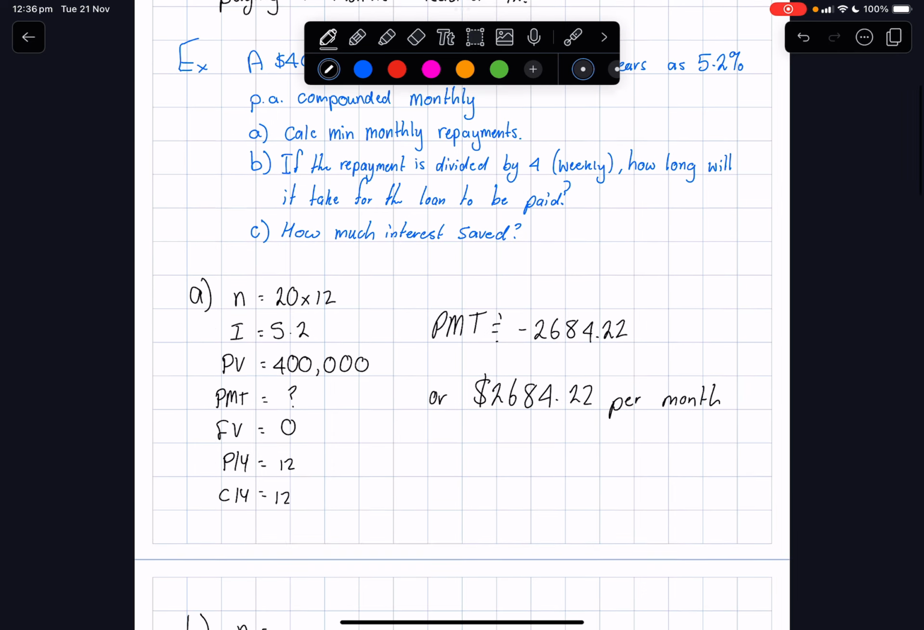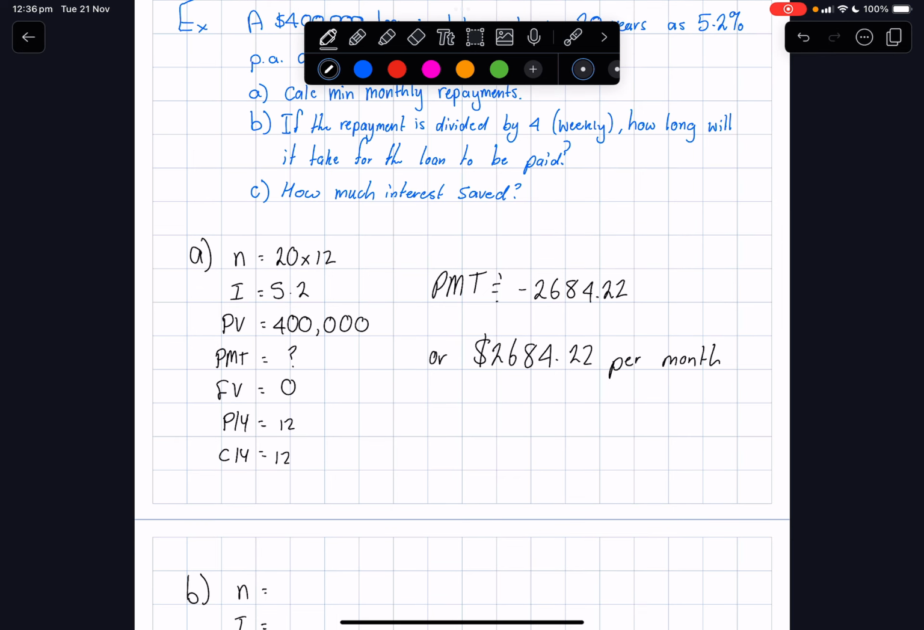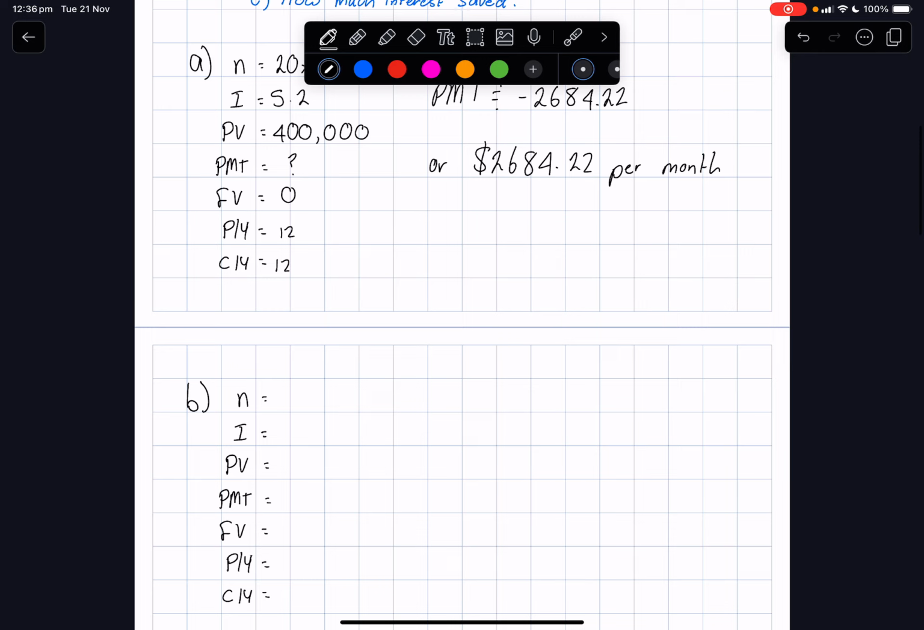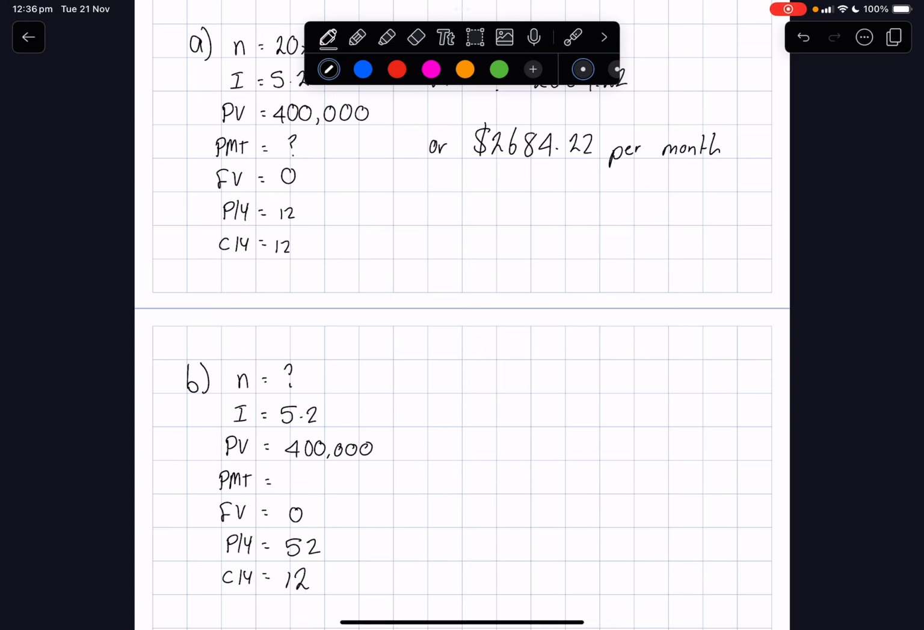If the repayment is divided by 4, so we're going to go to weekly, how long will it take for the loan to be paid? So we've got a question mark for how long, 5.2, 400,000. I'll come back to the PMT. We still want 0. Now we're paying weekly, but our loan is still compounding interest monthly, and there's the big difference there. So our PY and our CY have actually changed.